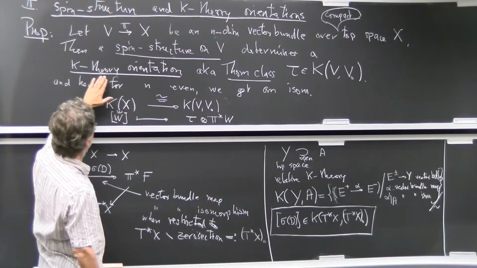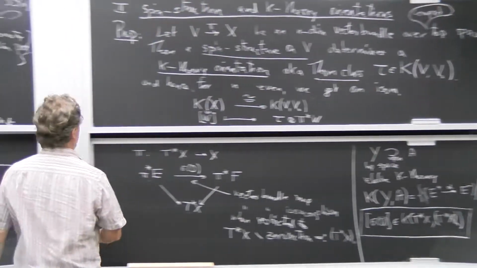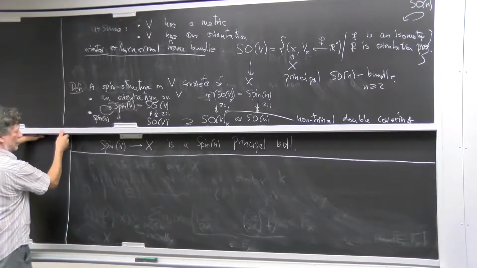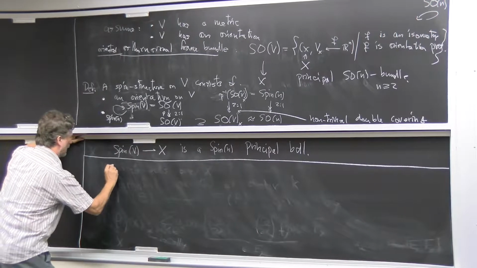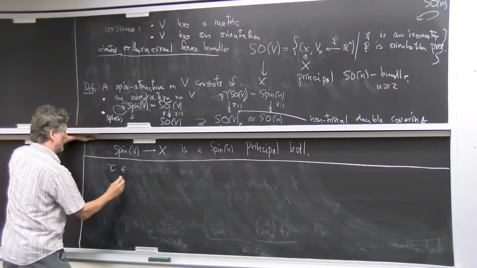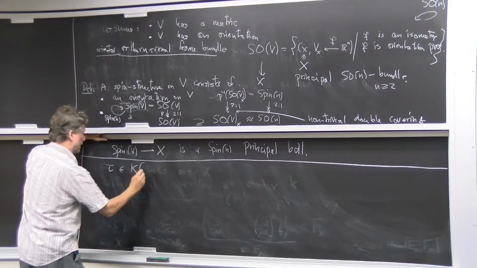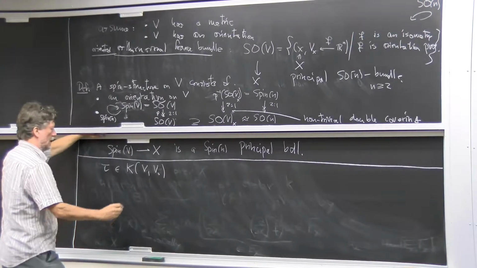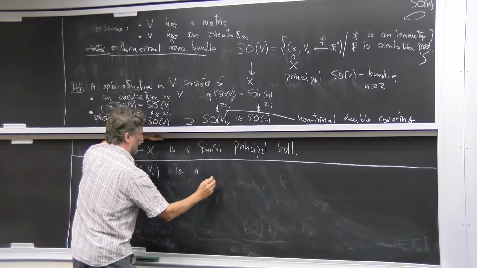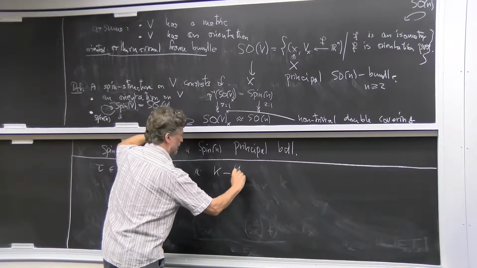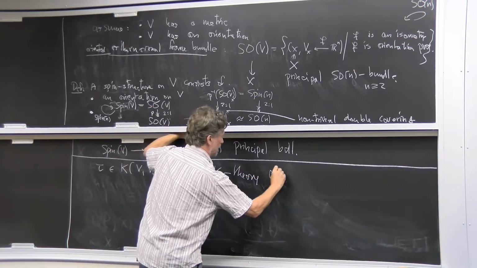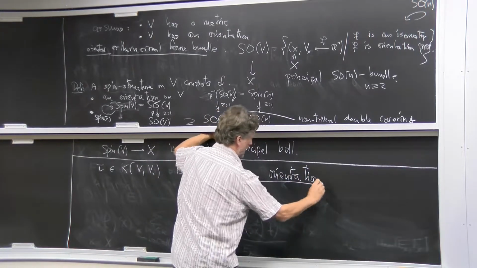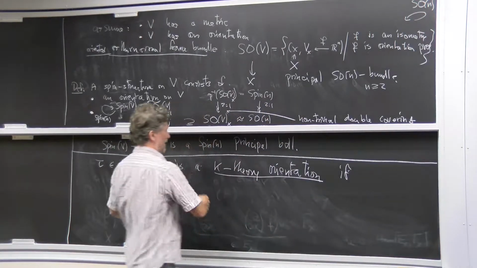Now I want to say, well, what do I mean by a K-theory orientation? Okay, Thom class. So I have an element in here, in (V, V0), that is a K-theory orientation if the following condition is satisfied.